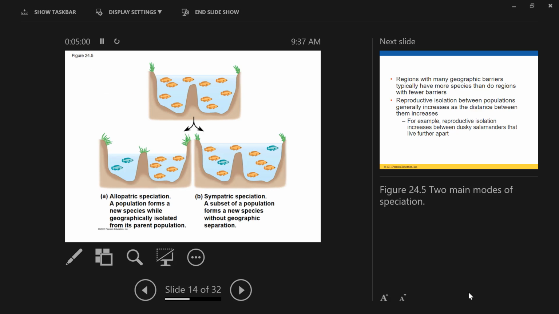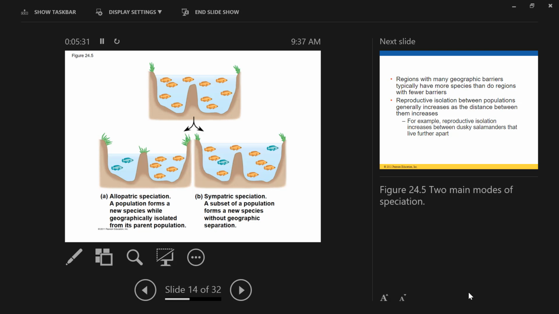Here is allopatric speciation on the left. The two populations are geographically isolated and develop into different species. In sympatric speciation, they are not geographically isolated, but they still develop into two different species.